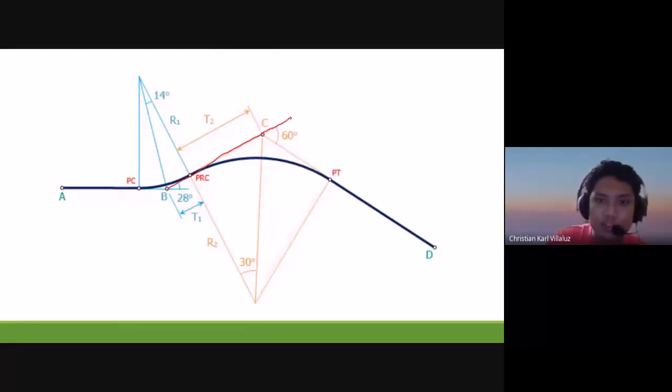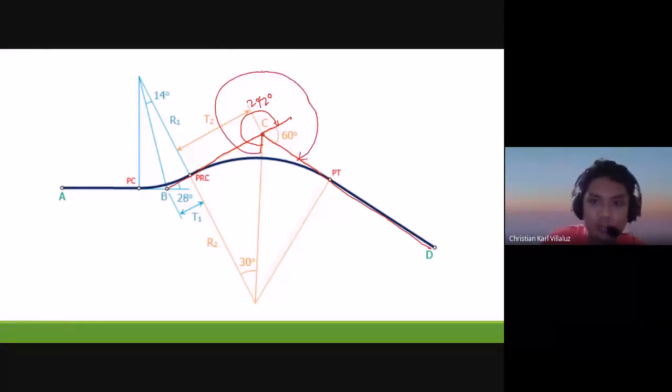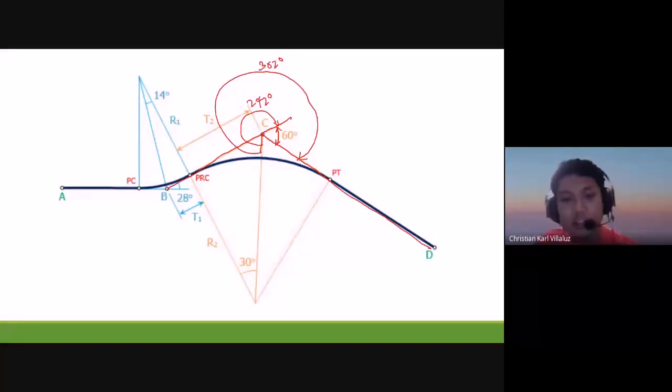If we continue this line BC with an azimuth of 242 degrees, line CD has an azimuth of 302 degrees, reckoned from south. To find the angle of intersection of the second curve, just subtract the two azimuths of the succeeding lines. We have 302 and 242. Subtracting, the equivalent angle of intersection is 60 degrees.